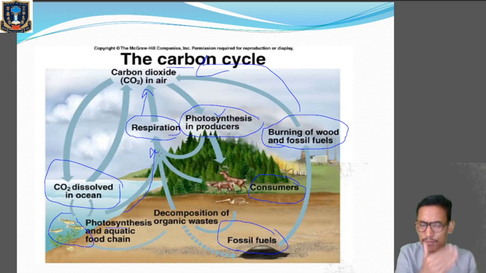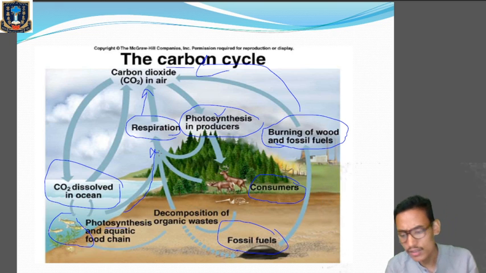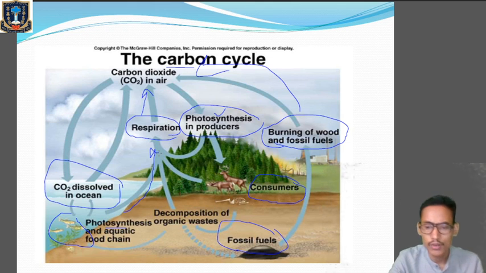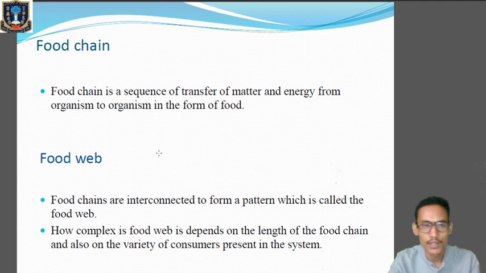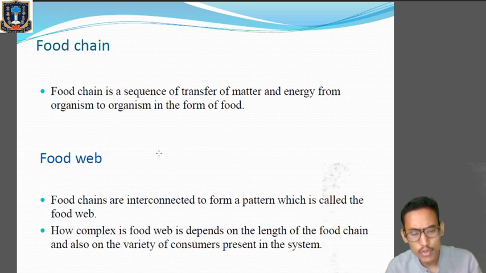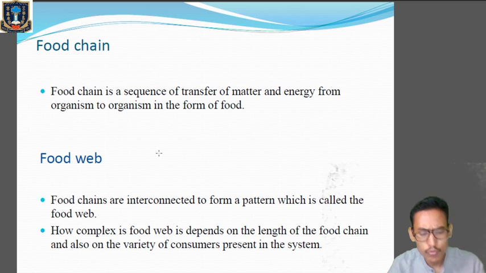So there is a cyclical passage of carbon, right? So this is known as the biogeochemical cycle. Clear? Afterwards we will study in detail the different biogeochemical cycles. Now next one, food chain and food web. What is a food chain and food web?